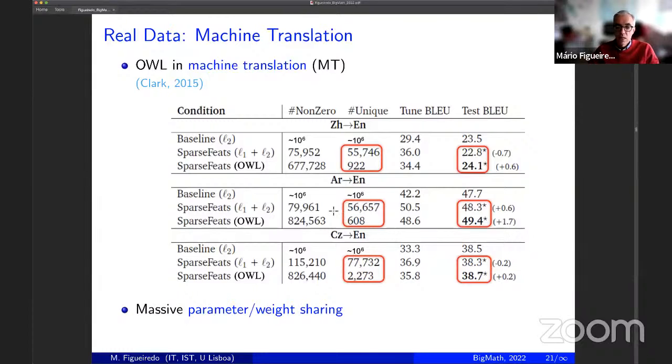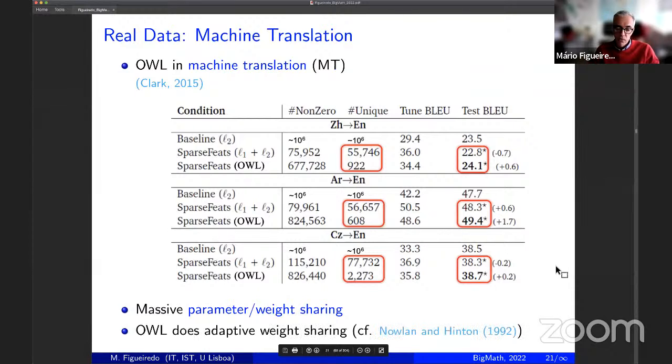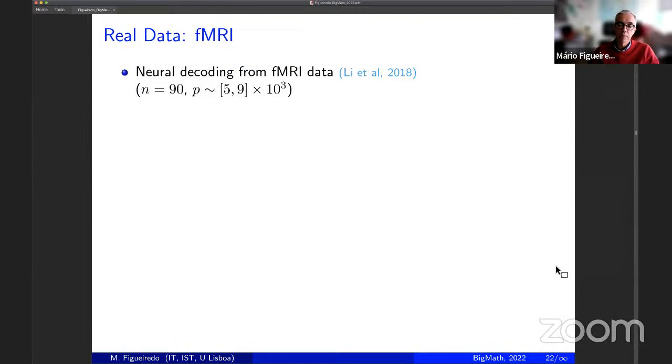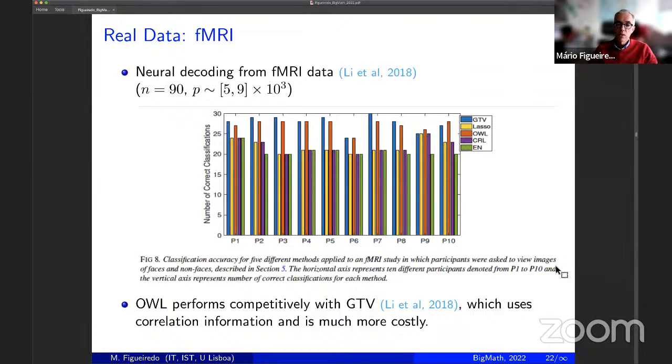This property of weight sharing or parameter sharing is very well known to be very important for deep learning, for neural networks actually. This has been known since the 90s. And typically this is imposed by, say, using a convolutional neural network or forcing parameters to be equal for some inductive bias principle. But what OWL is able to do is to learn this sharing directly from the data, being adaptively weight sharing.